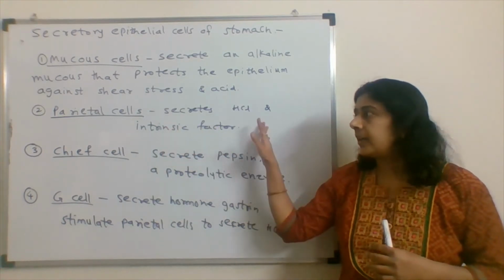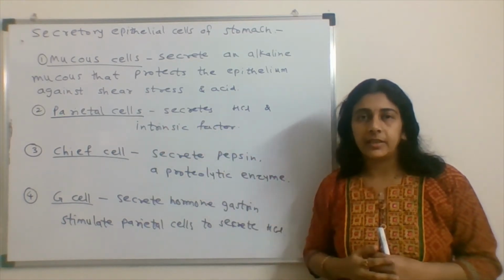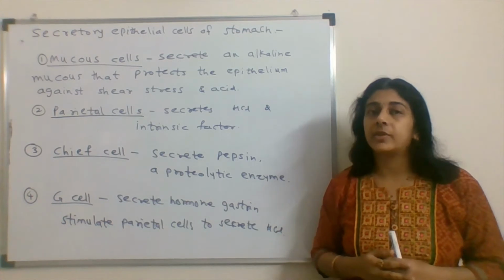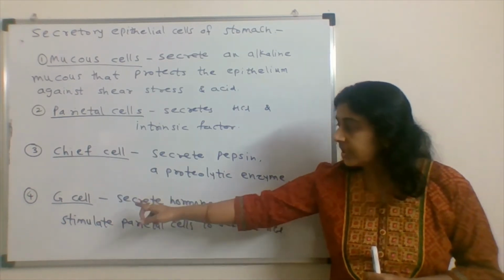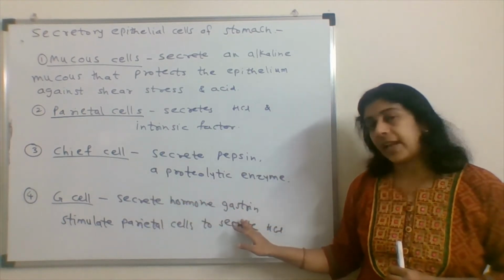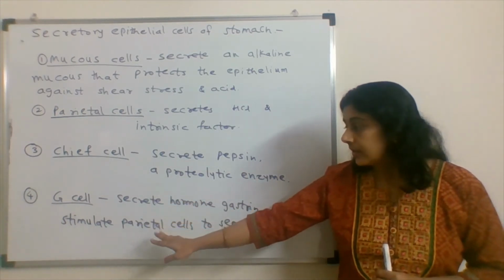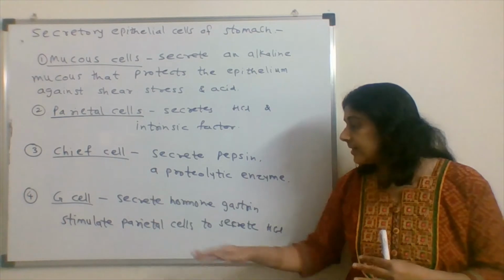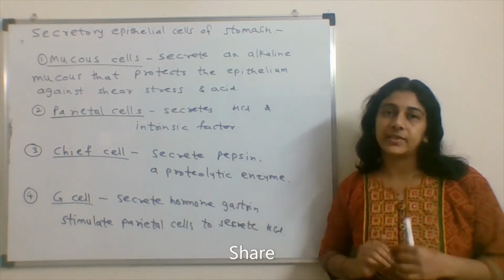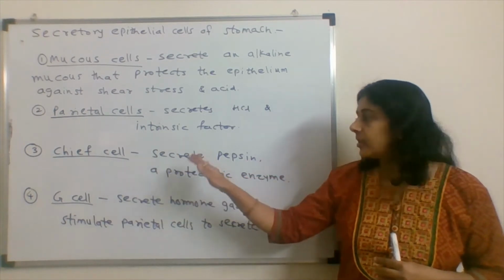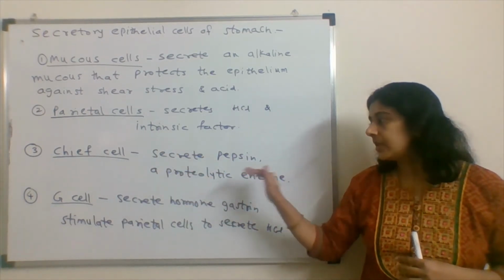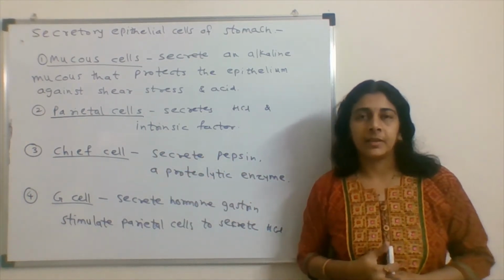Parietal cells secrete HCl and intrinsic factor. Intrinsic factor is important for the absorption of vitamin B12. These G cells secrete hormone gastrin, which stimulates the parietal cell to secrete the HCl. And chief cells are there. Chief cells secrete the pepsin, which is a proteolytic enzyme.